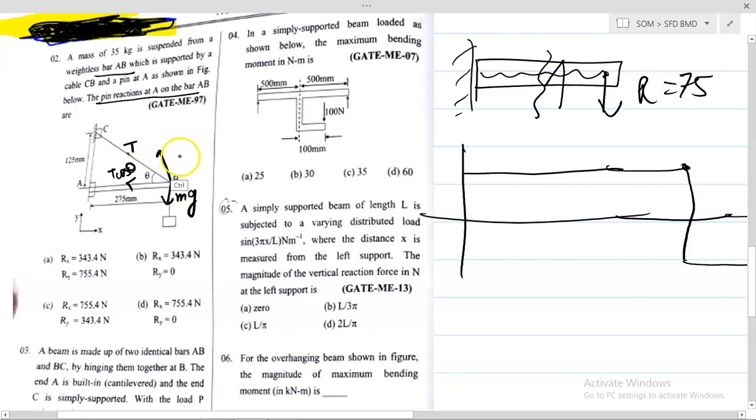The value is T sin theta. So equate the moment: T sin theta is equal to mg. First of all, you get the value of T, that is mg by sin theta. Now substitute into the reactions. At this point you have only a horizontal component, so it is coming like this, opposite, that is the reaction force, equal to T cos theta.